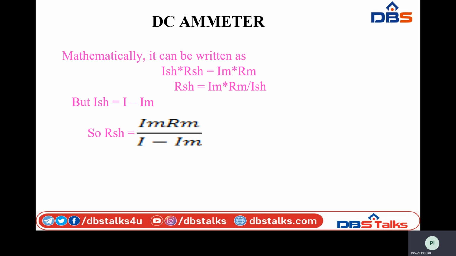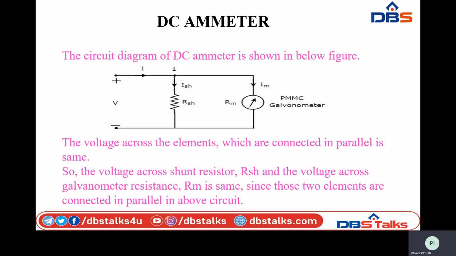According to Kirchhoff's laws, we again know that ISH is nothing but the difference of the total current and the current through the PMMC galvanometer. If you look here, this is the total current I which is flowing through the circuit. According to KCL, Kirchhoff's current law, this current is divided into two parts: one is ISH, flowing through the shunt resistance connected across the PMMC galvanometer, and Im is the full scale deflection current passing through the PMMC galvanometer.